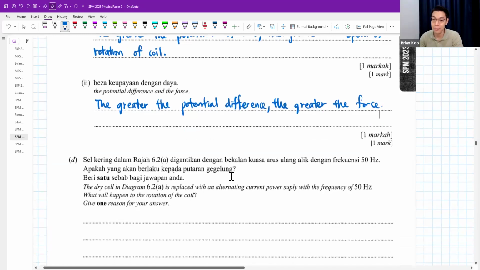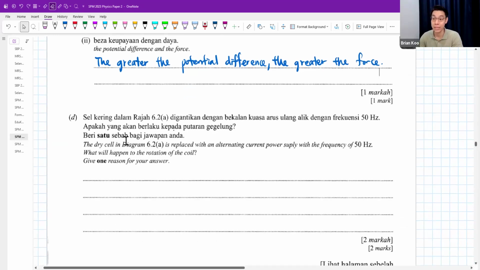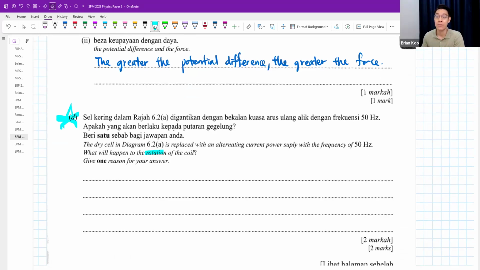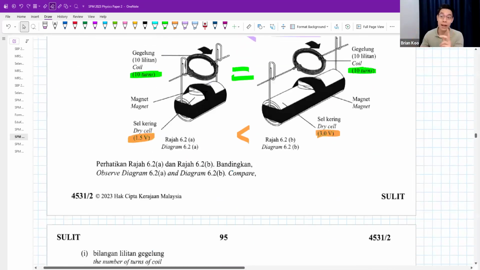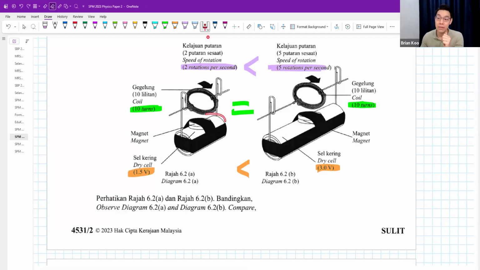Okay, then part B. The dry cell in 6.2a is replaced with an alternating current power supply with frequency of 50 Hz. What happens to the rotation of the coil? Give one reason for your answer. Okay, what happens to the rotation? So alternating current, that means the current keeps on changing direction. That's alternating. Direct current comes from a dry cell. If you have a battery, the current always flows the same direction, and it always spins the same direction. The force you get is always the same direction.